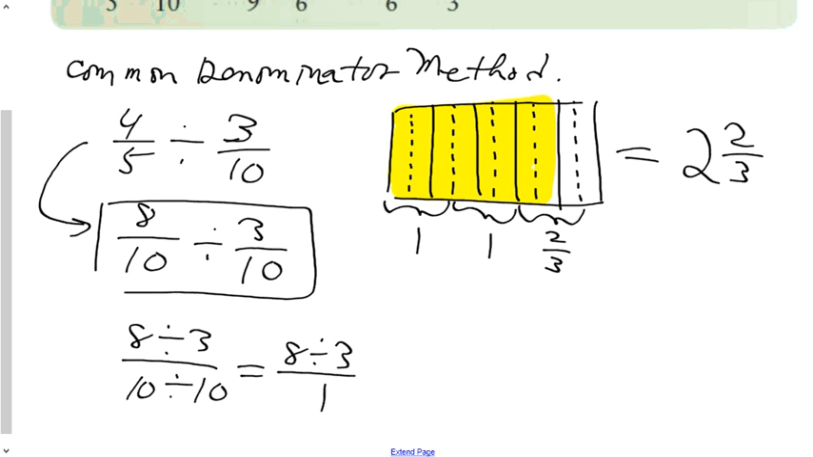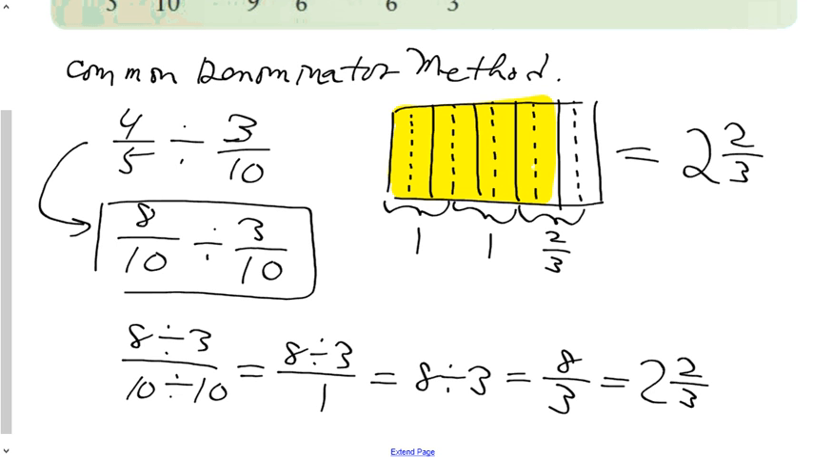10 divided by 10 is 1. And at this stage, because I didn't divide my numerators, I just wanted you to know that when you divide by 1, you don't affect the numerator's value. So really, that's going to be the same thing as simply this. And 8 divided by 3 can be expressed as an actual fraction. So my answer using the common denominator would be 8/3, which is an improper fraction. And when I reconstitute it back to mixed, I will get the same answer I did with the drawing, which is 2 and 2/3.